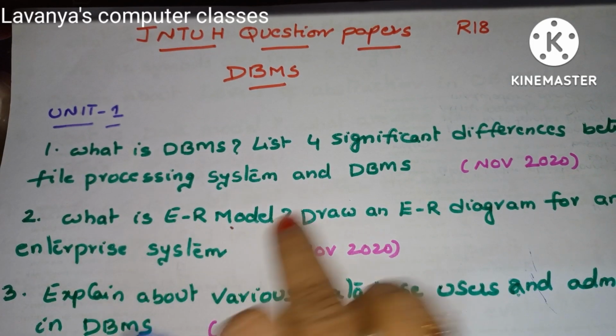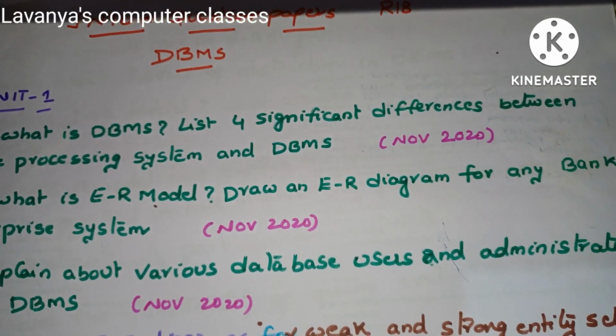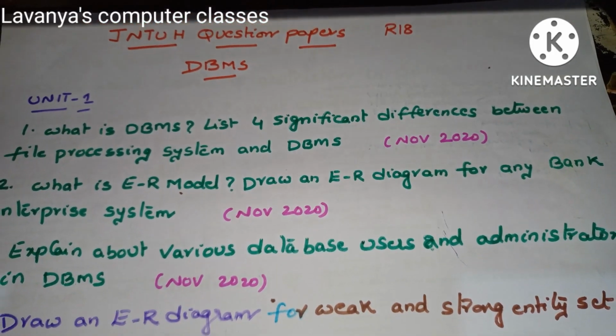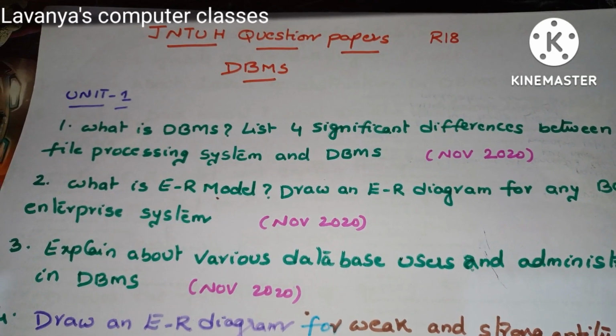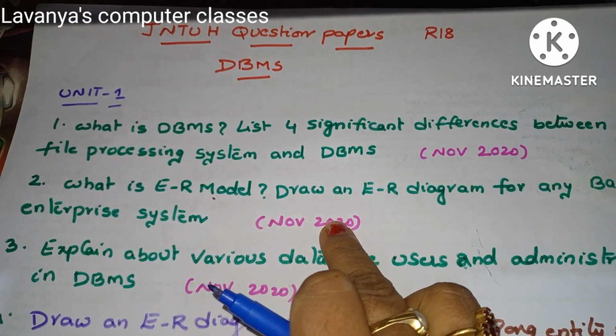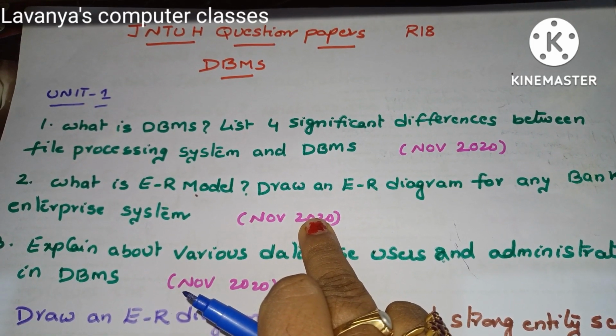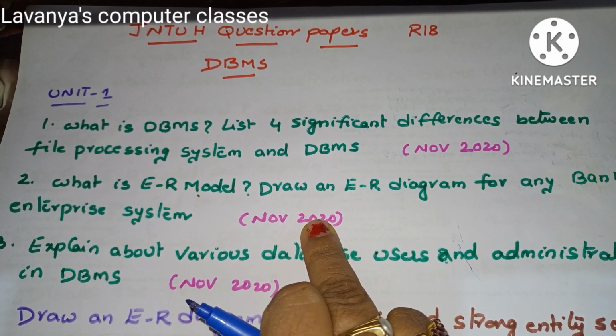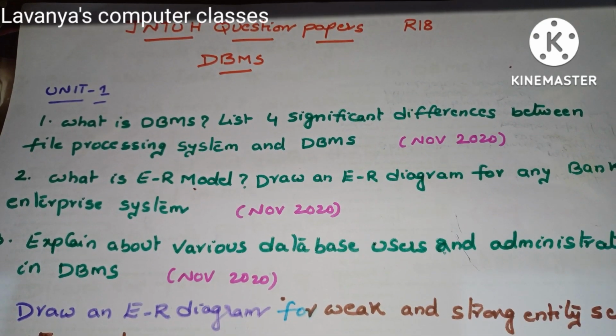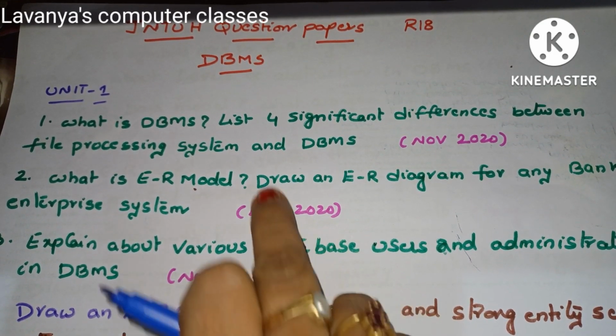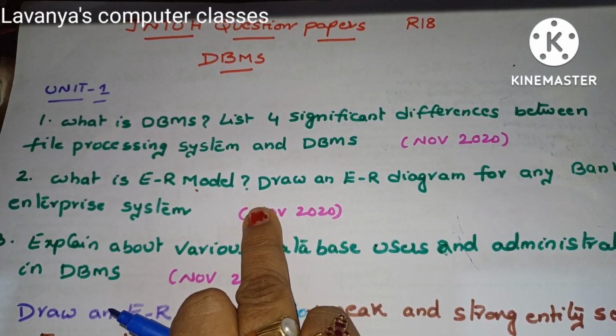Second question is, what is ER model? Draw an ER diagram for any bank enterprise system. This can be any enterprise system, not only bank enterprise, but student details or employee details. The only thing is you should know how to draw an ER diagram. What are the symbols used in ER model? Okay, this is November 2020. This is first A bit and first B bit, 1A, 1B.